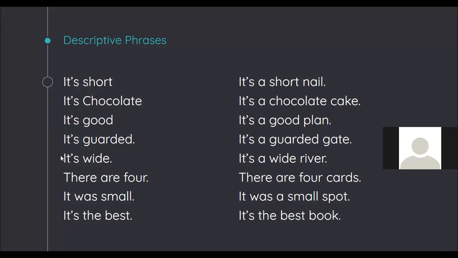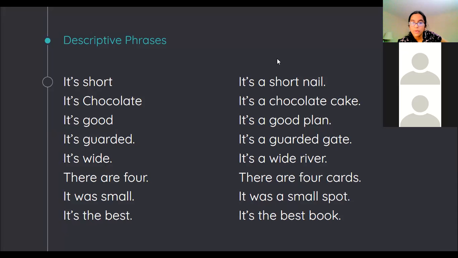So if you don't have the noun, you would just say it's wide. What is it? It's wide. But if I'm talking about the river, I would say it's a wide river. I would emphasize the noun. Okay. The next one. Let's see. Who have I not picked on? Shervin, could you do that one?